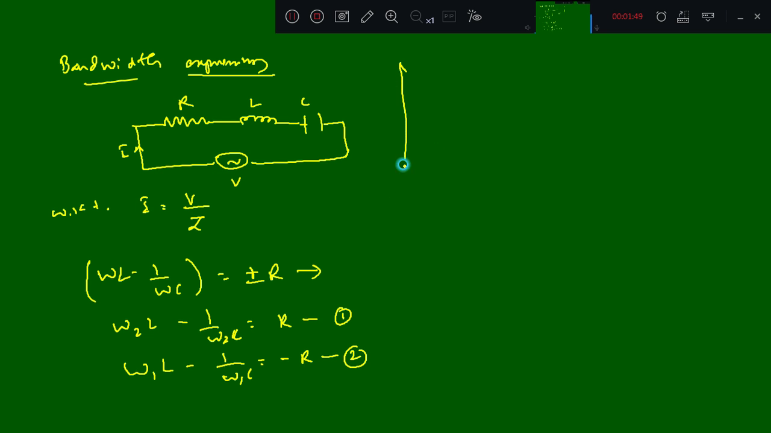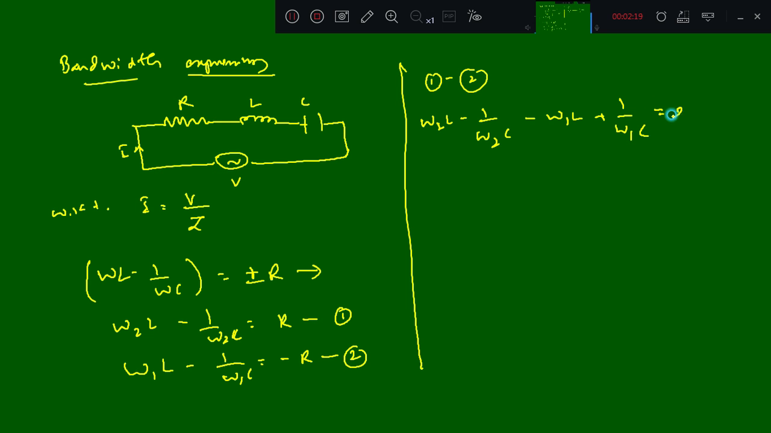So I will just subtract equation 2 from equation 1, because anyway we need the bandwidth. Bandwidth means the difference between the frequencies. So it is omega 2 L minus 1 divided by omega 2 C minus omega 1 L plus 1 divided by omega 1 C is equal to 2R.